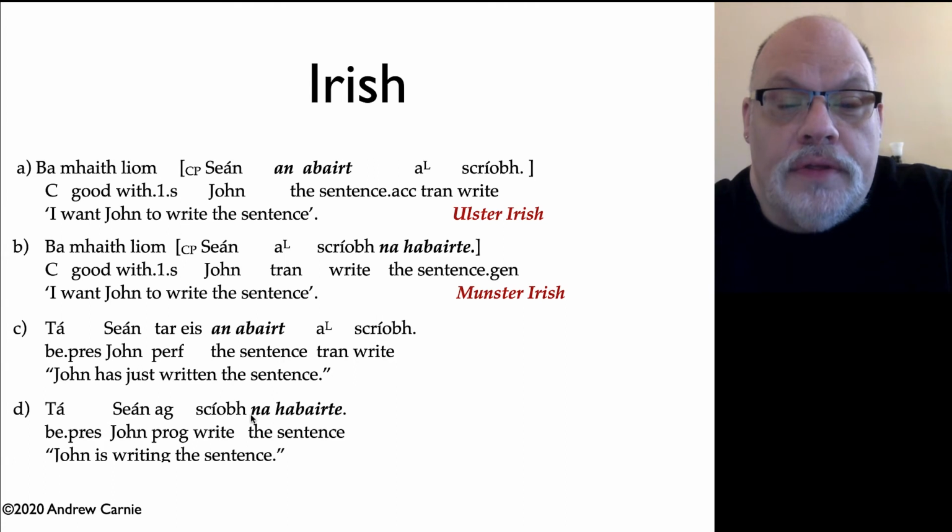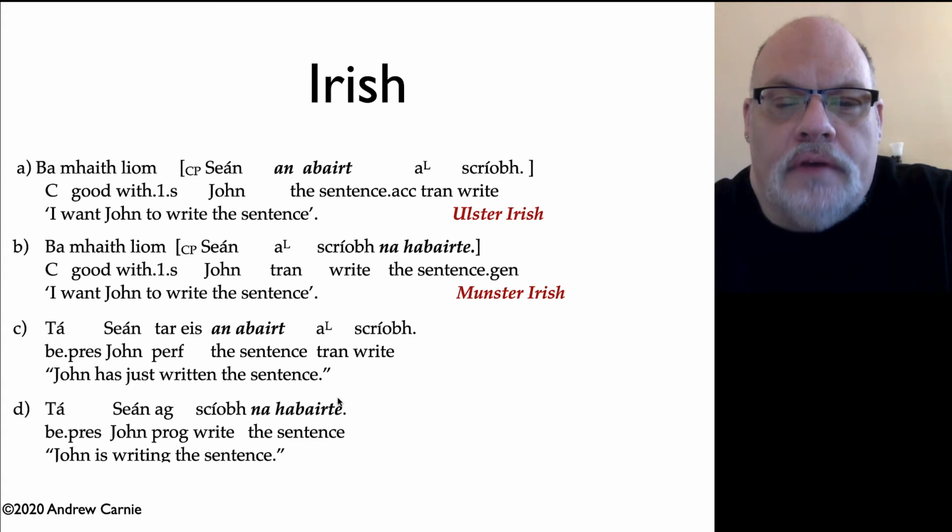Contrast that with the sentence in D, which is in a different aspect. It's in the progressive aspect, and you'll notice that the object follows the verb, and it's in the same form as the Munster Irish post-verbal object here. It's in the genitive case. So before the verb, we get accusative case. After the verb, we get the genitive case.